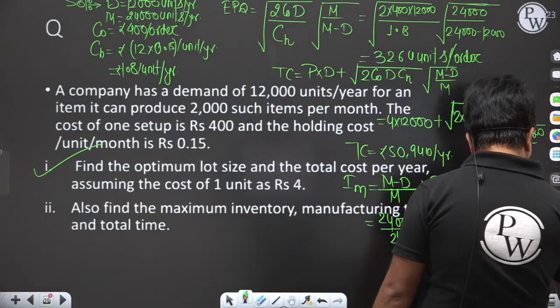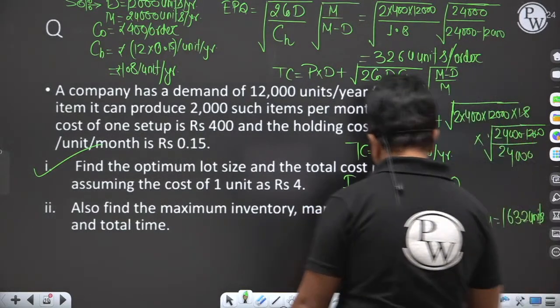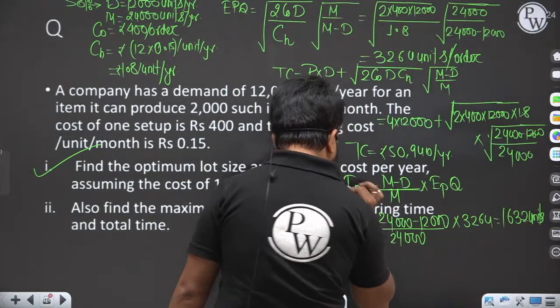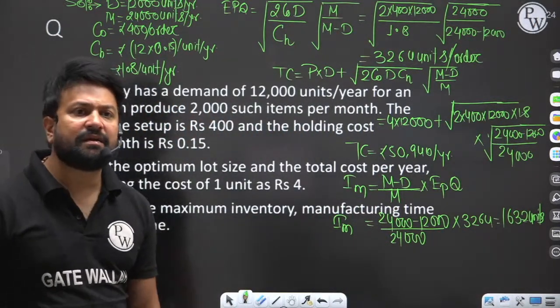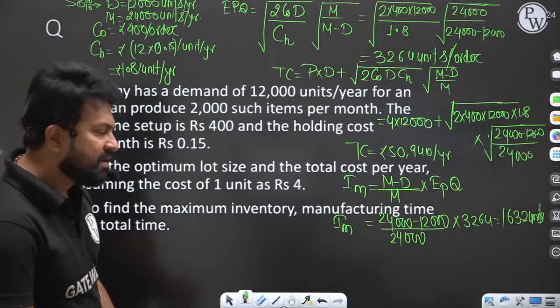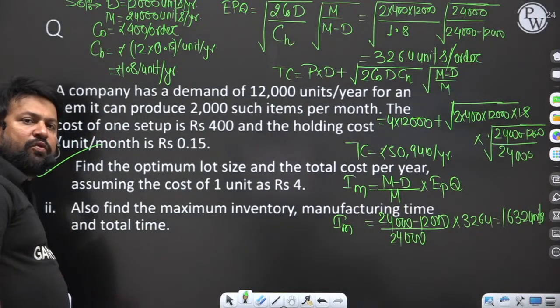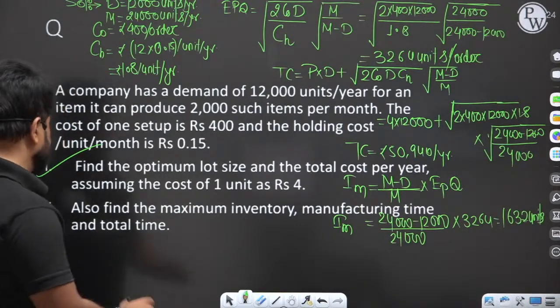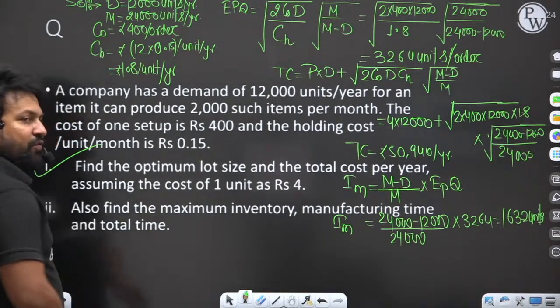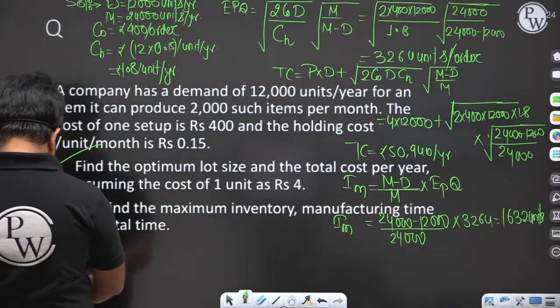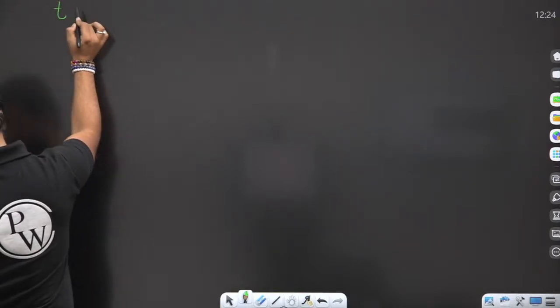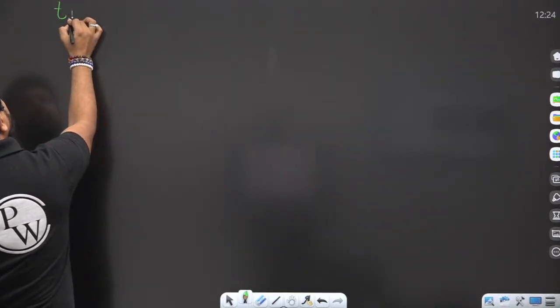1632 units. This is the maximum inventory. Is that point clear? Maximum inventory is clear. Now you have to find the manufacturing time, that is T1. The manufacturing time is T1.